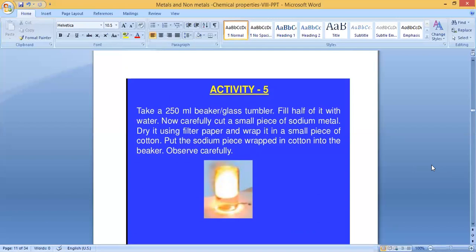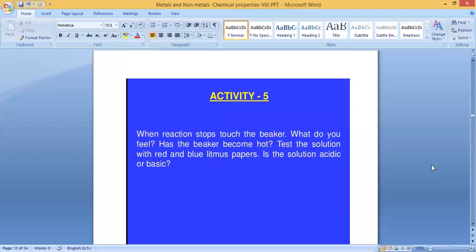So what will happen? A reaction will take place. When the reaction stops, touch the beaker. What do you feel? Has the beaker become hot? You can see that yes, obviously the beaker is hot, because it produces heat. It is an exothermic reaction. It produces a lot of heat, so the beaker will be hot.